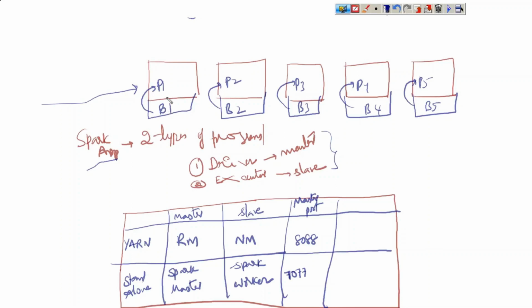So who is going to provide the resources for the processing of these partitions? Who is going to provide the resources? In case, let us say, of YARN. One second, just listen to this carefully. Whether it is a YARN cluster or a standalone cluster, please try to understand here.